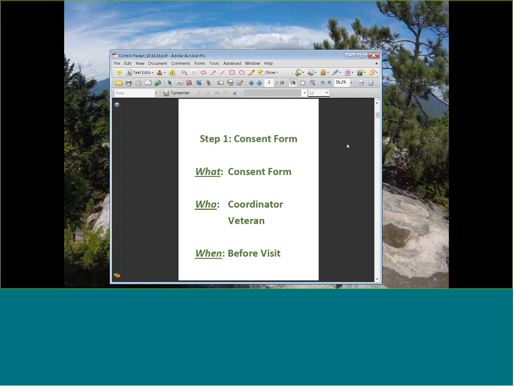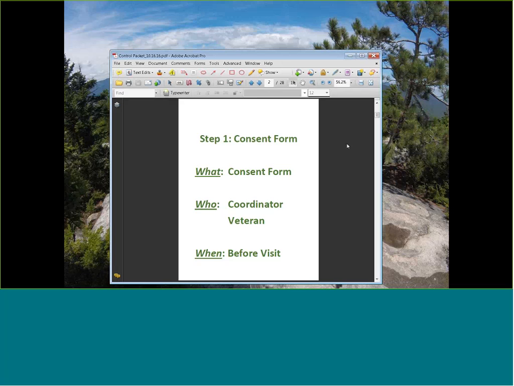The first step is completing the consent form. Each of the instructional steps has 3 parts. We tell you first what you need to look at, second, who needs to be present, and third, at what part of the visit, either before the veteran sees the physician or after the veteran sees the physician, to tell you what part of the visit the form should be completed at.